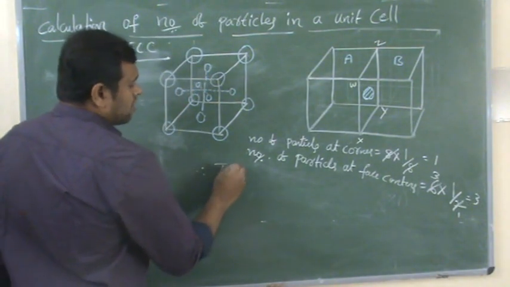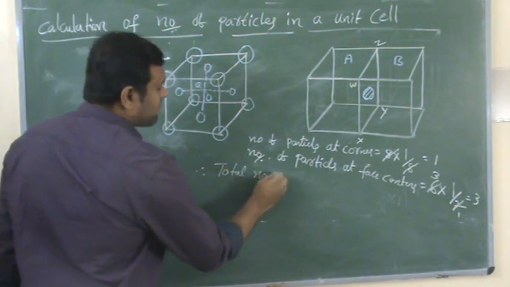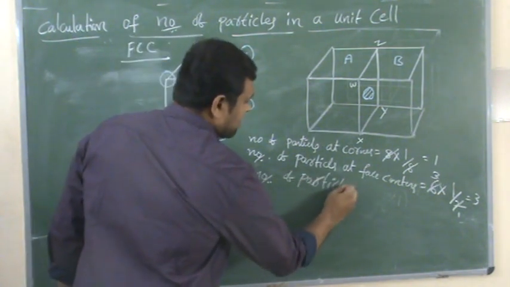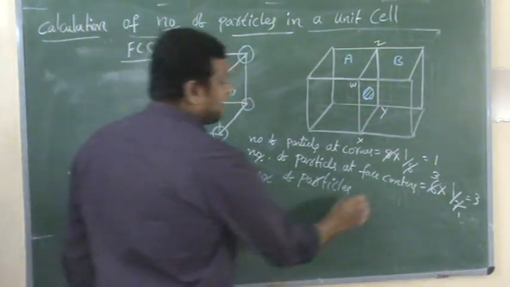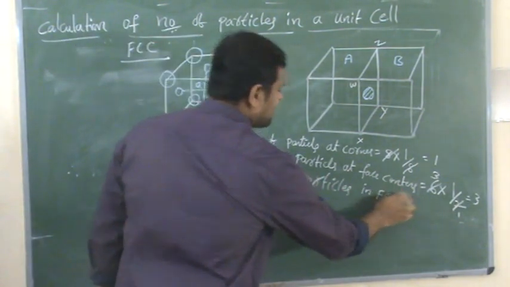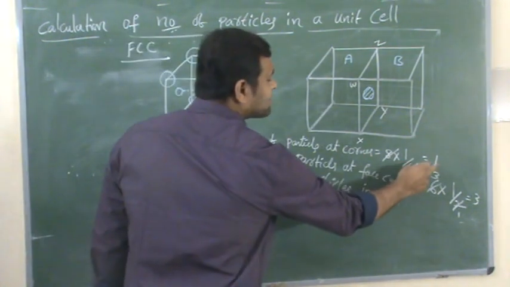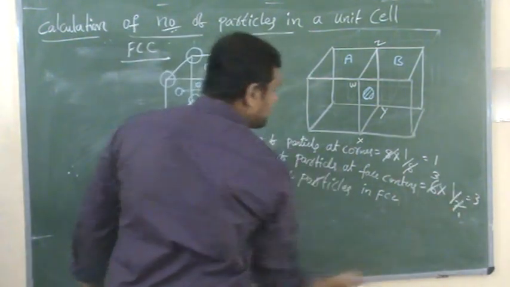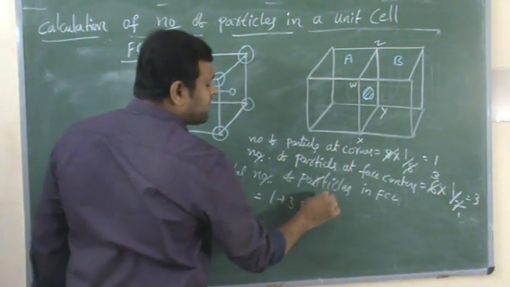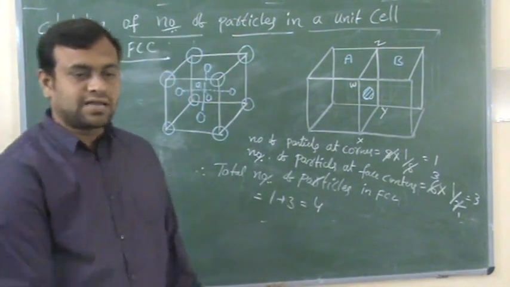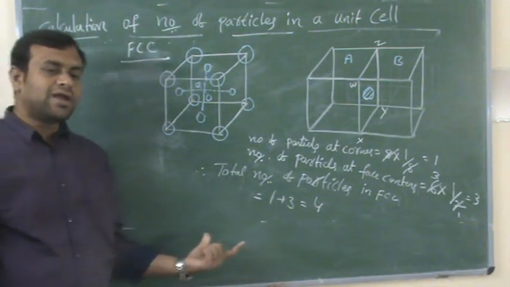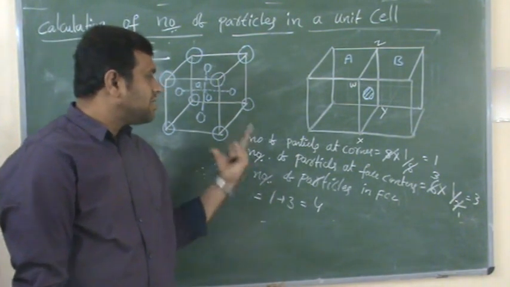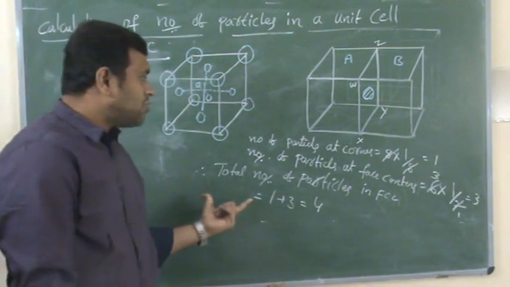Therefore, total number of particles in FCC is equal to how many particles at corner? 1 plus how many particles are there at face centers? 3. Totally how many particles? 4 particles. Understood? Sure, right? If you have any doubts, text me, clarify next class. Okay? So, make a note of it.